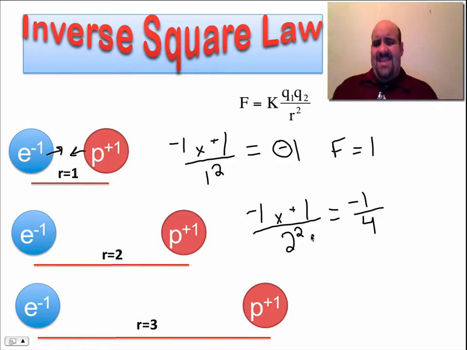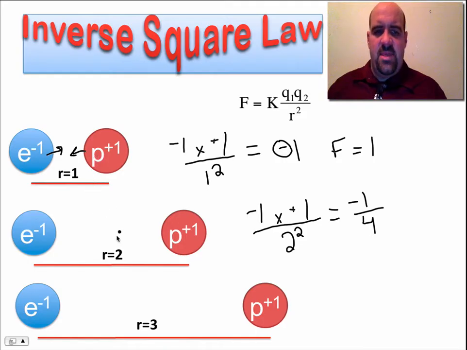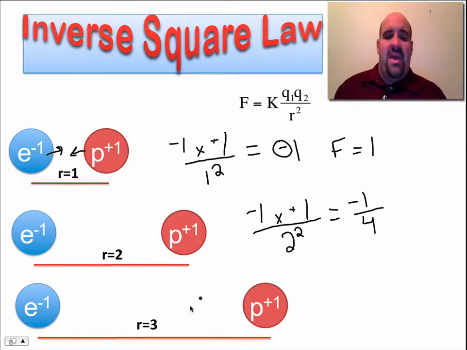So this is the key to the inverse square law. When you double the distance, the force doesn't decrease by double the amount. It decreases by a fourth, or 4 times as much. The force is a fourth as much. And the same thing's going to happen here. If you triple the distance, the force will not become 3 times as weak. It's actually going to become 9 times weaker. That's the inverse square law.